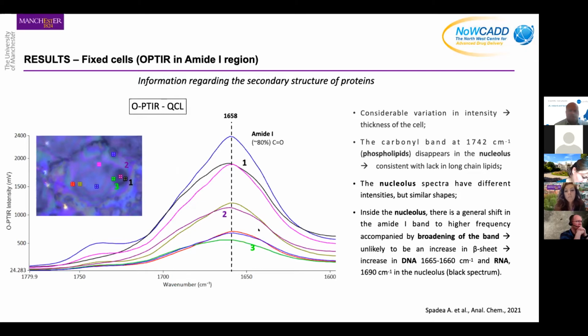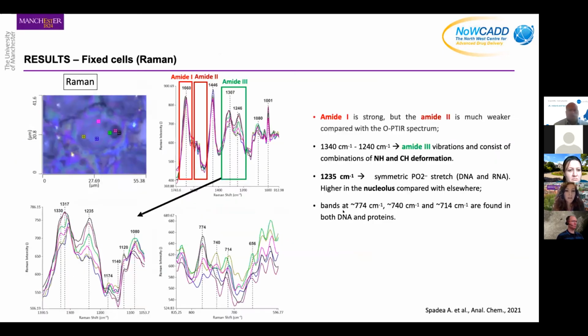So this is confirming that we are in front of nuclear material, because we attributed this change of the shape of the amide 1 peak not to an increase in beta sheet, but to an increase in DNA and RNA material, because we know that the nucleolus is that region of the nucleus where the ribosomes are assembled, and we know that the ribosomes are rich in rRNA. So this result also is very interesting and makes sense.